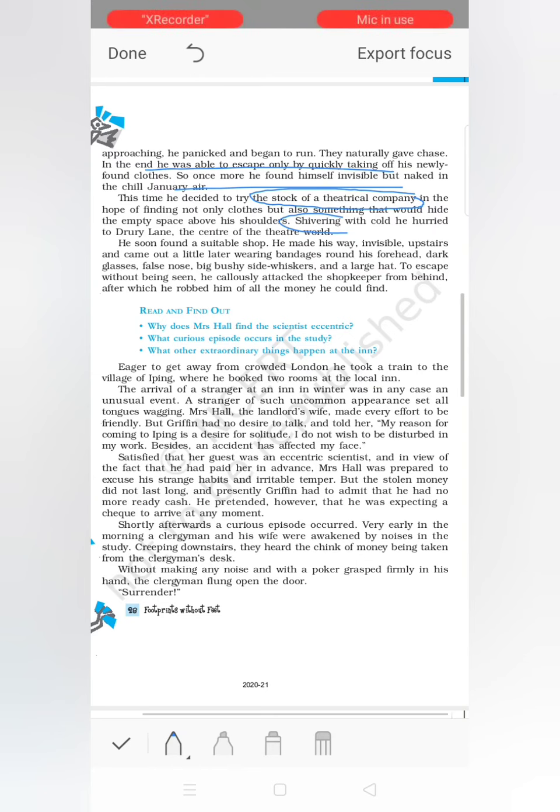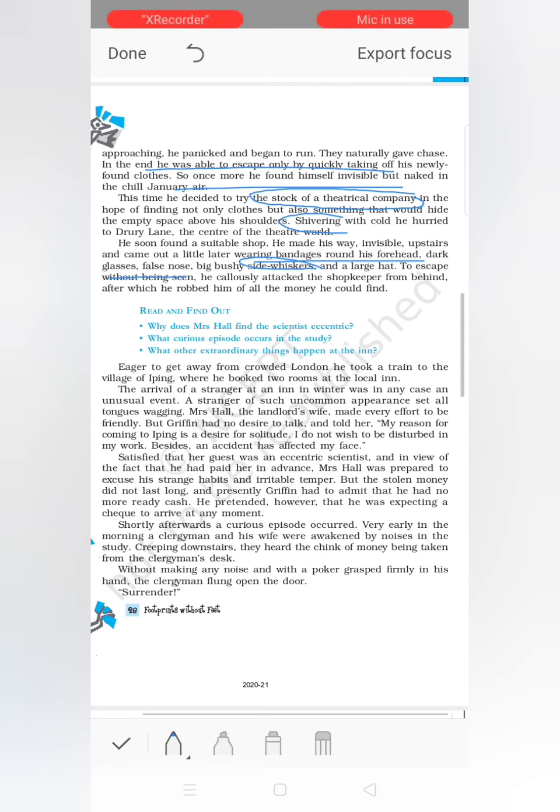Shivering with cold, he hurried to Drury Lane, the center of the theatre world. He soon found a suitable shop. He made his way, invisible, upstairs and came out a little later, wearing bandages round his forehead, dark glasses, a false nose, big bushy side whiskers. What are whiskers? Whiskers are long projecting hair growing from the face of many mammals. You must have seen the whiskers.